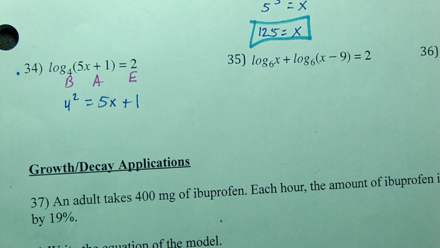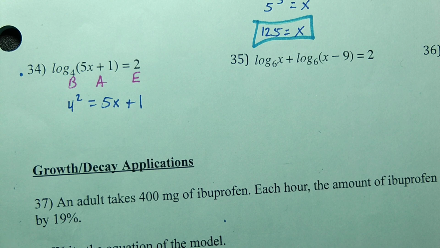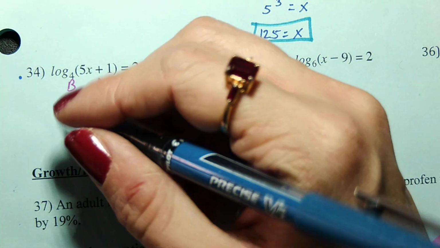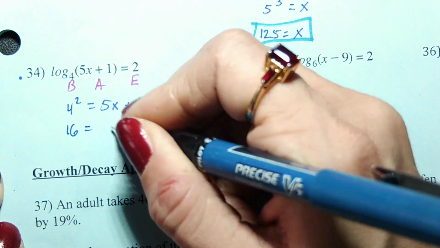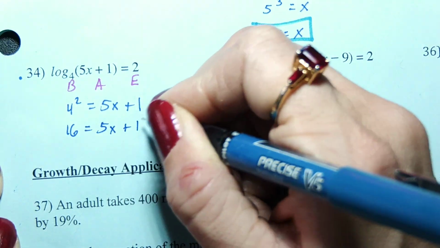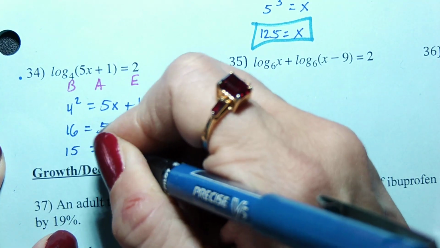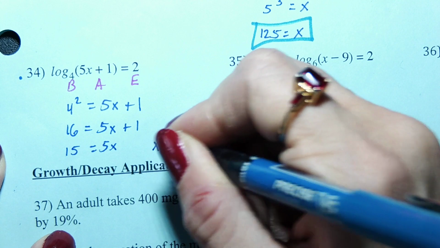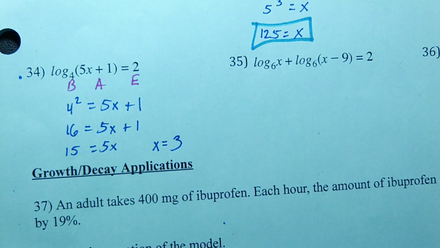Where's the variable? On the ground. It's not up in the exponent. Folks, this is just an Algebra 1 equation. Make sure you don't get goofy with that 4 squared. It is not 8. It is 16. So 16 equals 5x plus 1. Subtract the 1. Divide by 5. And x is 3.